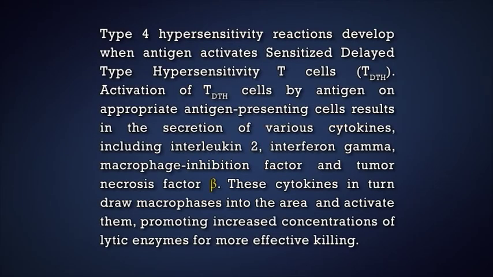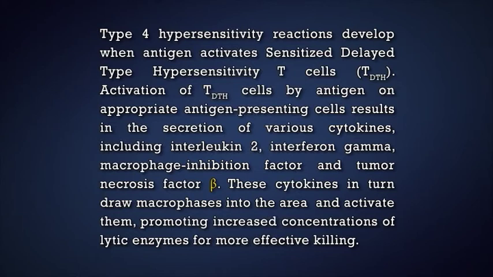Type 4 hypersensitivity is also known as delayed type hypersensitivity. This type of hypersensitivity takes 2 to 3 days to develop. This occurs from 24 hours after contact with an antigen. Unlike the other types, it is not antibody-mediated, but rather it is a type of cell-mediated response. Type 4 hypersensitivity reactions develop when antigen activates sensitized delayed type hypersensitivity T cells.